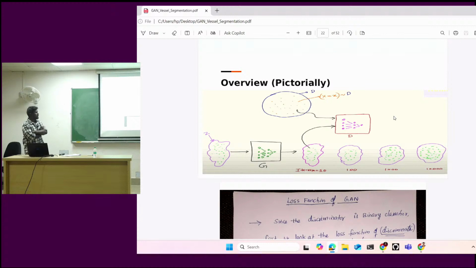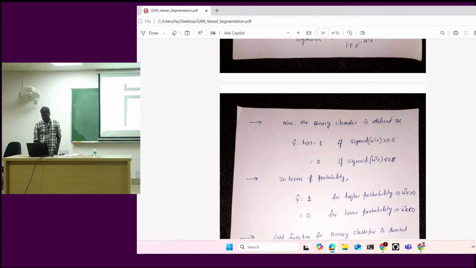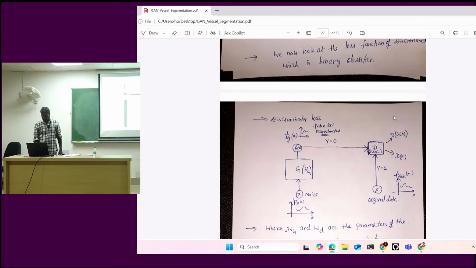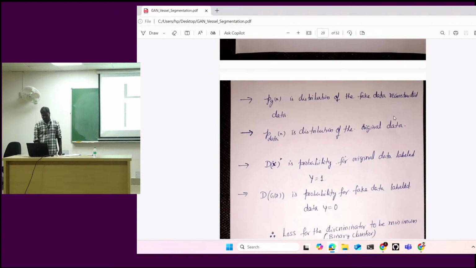The generator does the regression, and the discriminator does the classification. So this is about the GAN. You already know the application. One of the applications is that a GAN can be used to segment images.